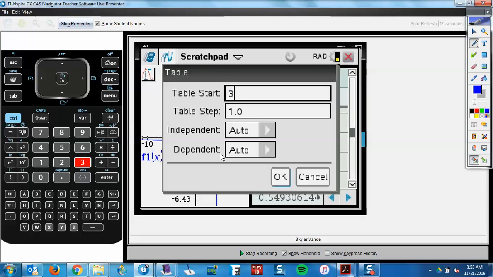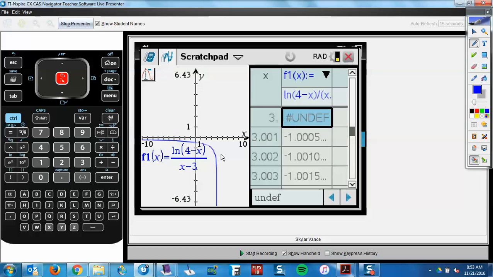At 3, because it's as X approaches 3. So we want our table to start at 3, and then this, I would go like 0.001. I would just put a couple of zeros. You don't need more than a couple, and then leave those others off. Okay? And now scroll up once or twice, and here's what you're going to do.